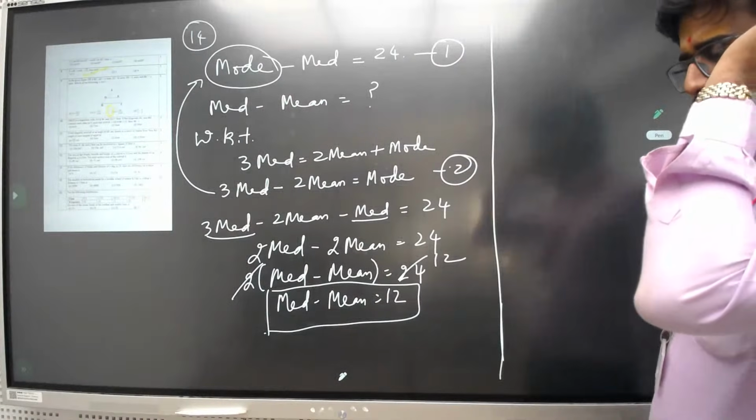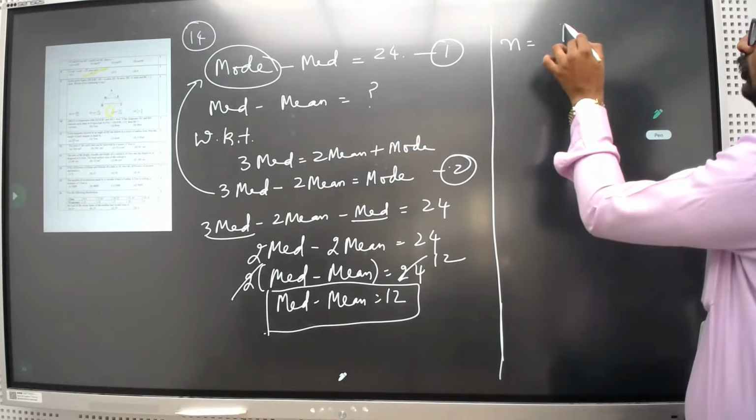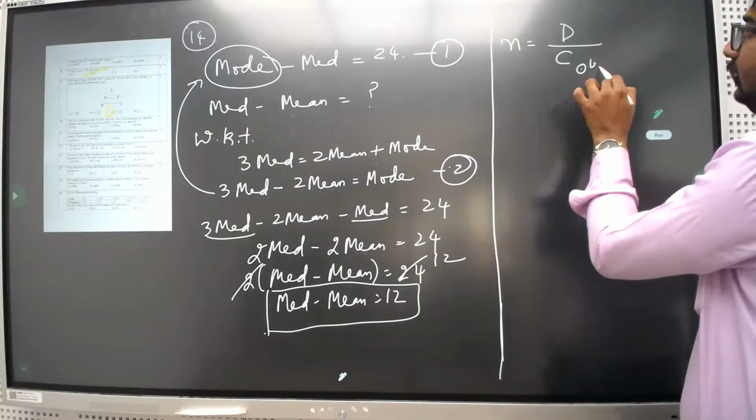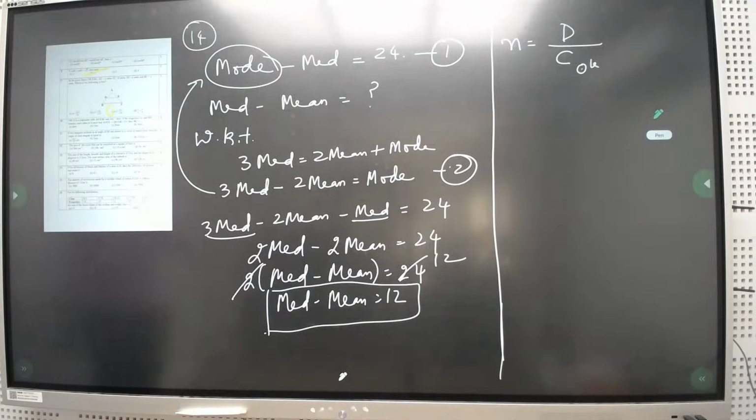Note down the formula, those who haven't written. The number of revolutions n is equal to total distance by the circumference of the circle. This is the total distance or distance revolved, whatever. So n is equal to capital D by the circumference of the circle, to find the number of revolutions.